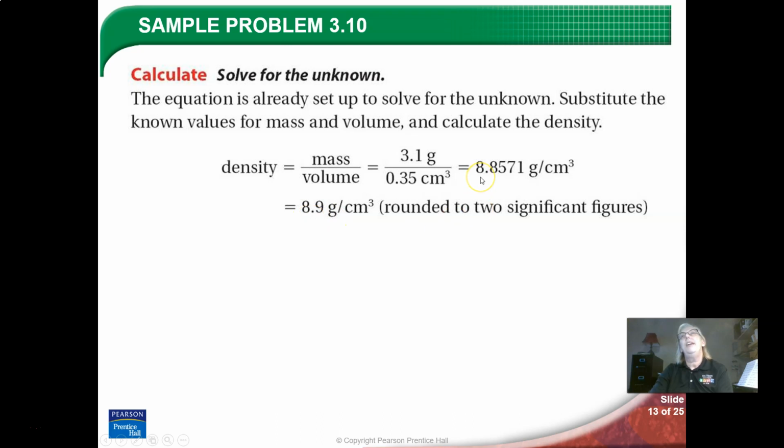So I'm going to start on the left, and I have 8, and then 8, there's 2 digits, but I have to look at this number. Is this 5 or bigger? Yes. So this makes this number round up. So my answer is going to be 8.9 grams per cubic centimeter. Grams per cubic centimeter. So we have to know how to do this kind of math.